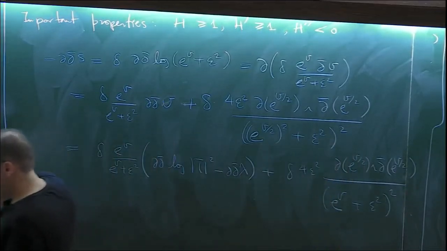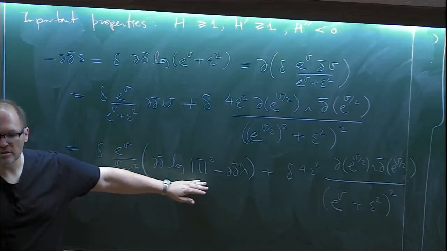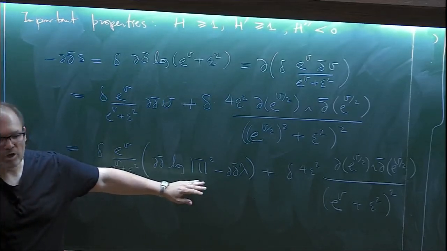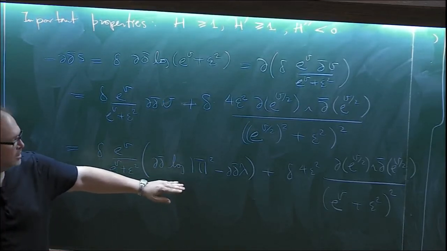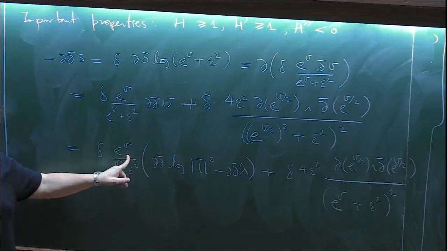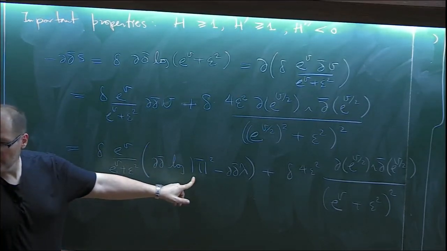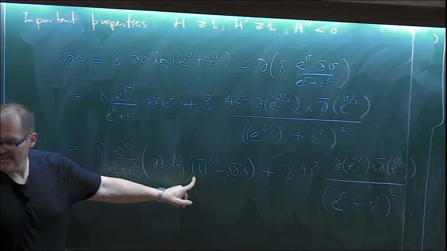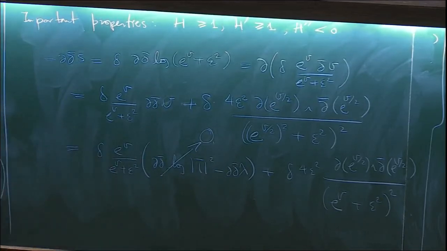Okay, so now if you look at this for a moment, dd bar log mod t squared is actually 0 outside of z, and it's some multiple of the current of integration of z. That's called the Poincaré-Lelong formula. But we don't care about that formula here. The only thing we care about is that this function e to the v actually vanishes on z. So when you multiply this smooth function by this compactly supported current, you get 0. So this term goes away. So that's what we have left there.